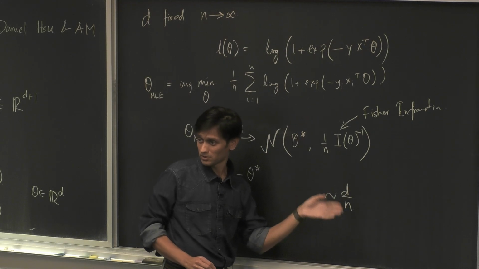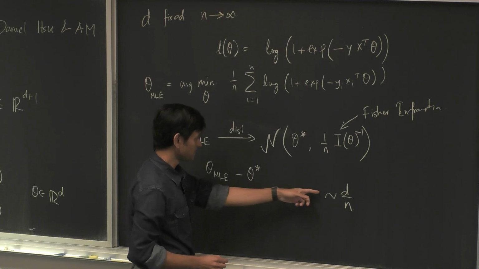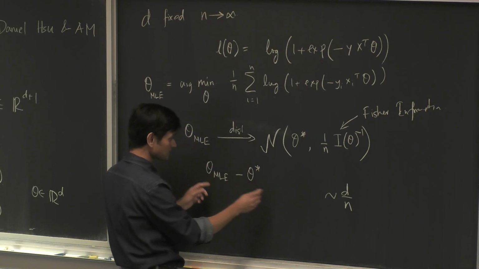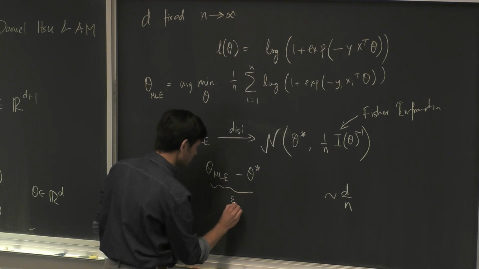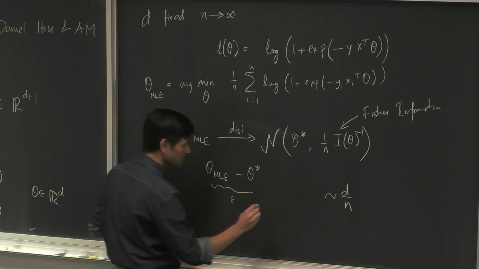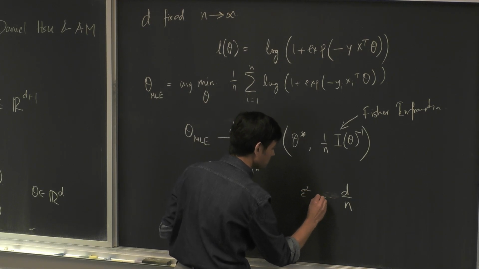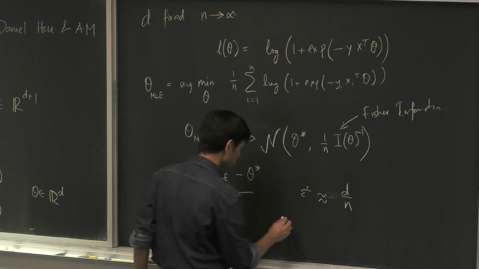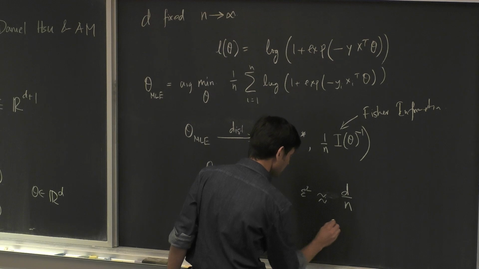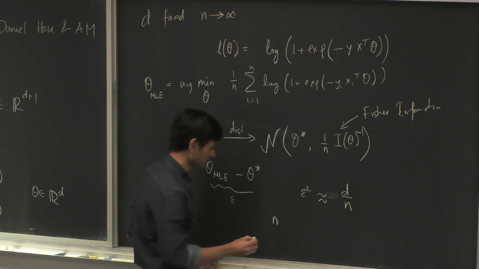Many of the problems are like this. If we say this is some sort of error, I'm basically saying that epsilon squared is approximately, again barring a lot of constants and other stuff, d over n. So n is the sample complexity to have epsilon parameter error.